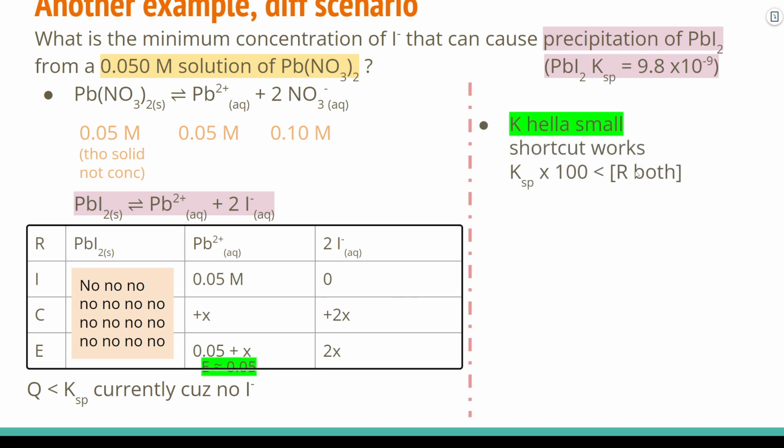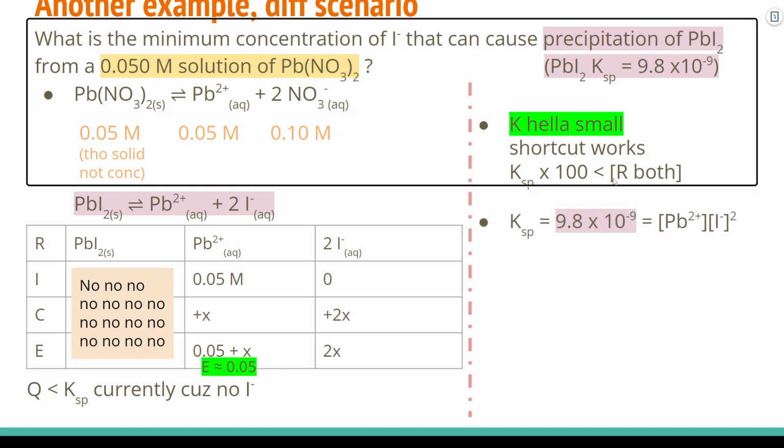And so the shortcut works. KSP is hecka small. It's 10 to the negative 9. So that shortcut works. I'm not showing my work anymore for the shortcut. Again, if you don't do the shortcut, the math is just longer, but it's the same. So I have my KSP value. I first put in the generic form, because that's a point on the FRQ. And then I'm going to go ahead and plug in my values from E.